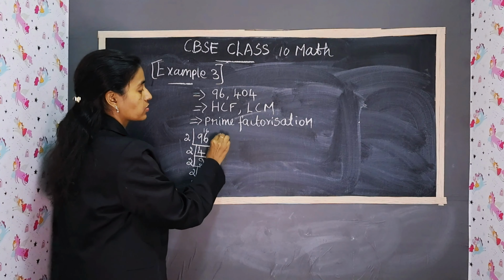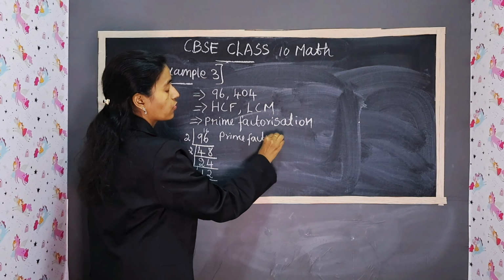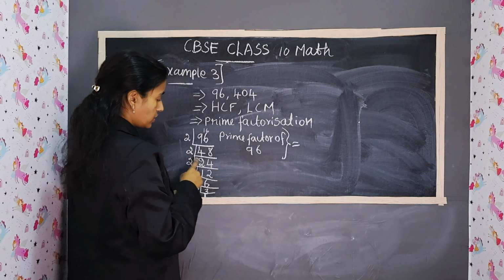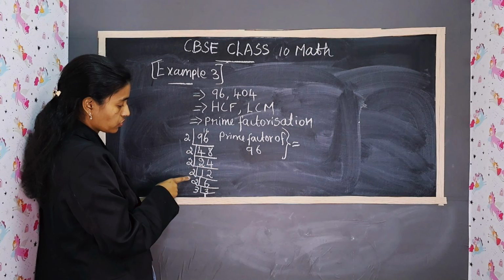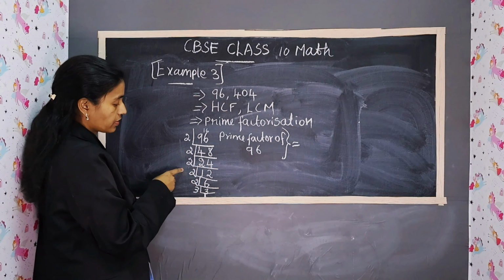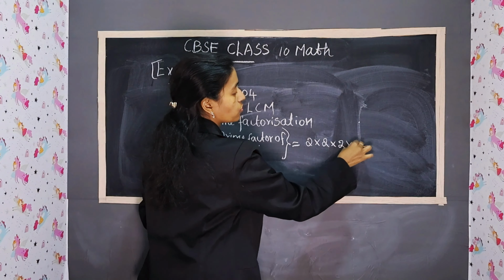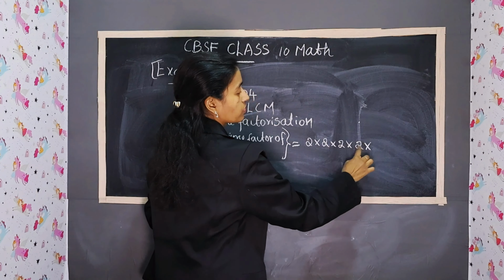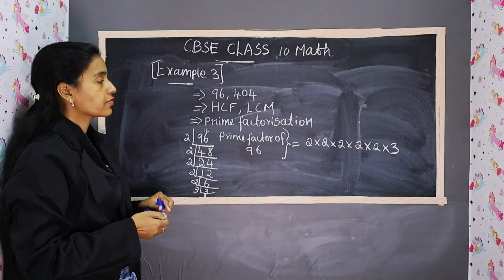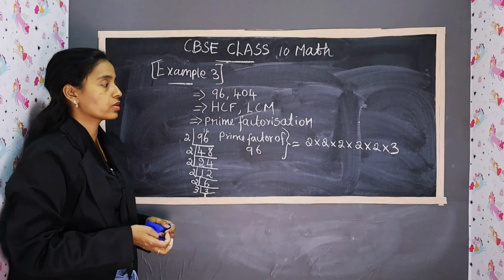Okay, the prime factors of 96 are 2 into 2 into 2 into 2 into 2 into 3. 5 times 2 is appearing. 2 into 2 into 2 into 2 into 2 into 3. Right? And I have to find out the prime factors of 404 also.